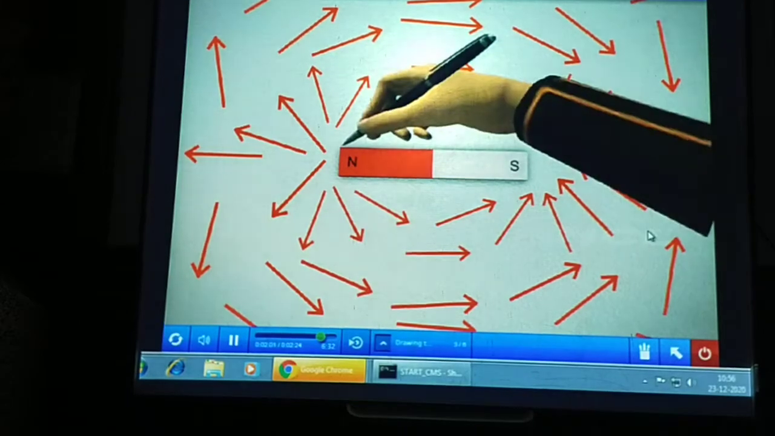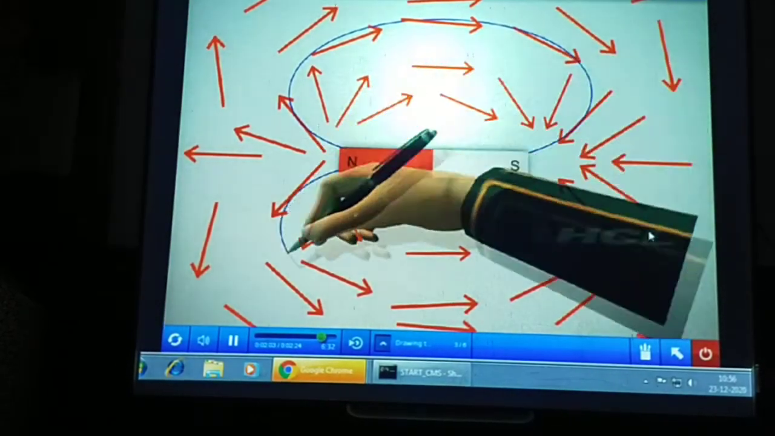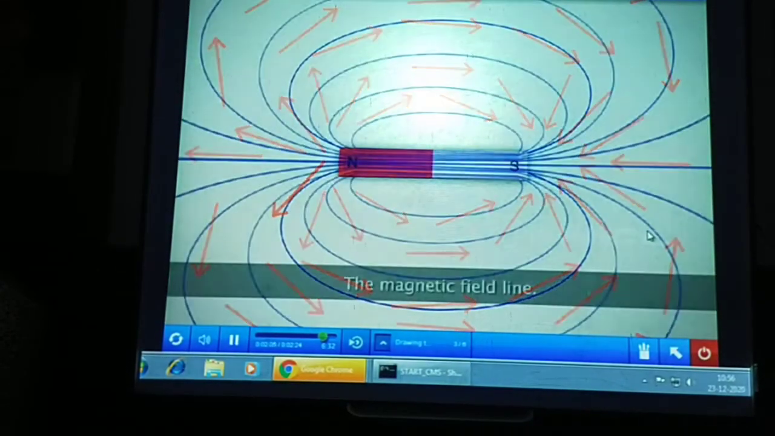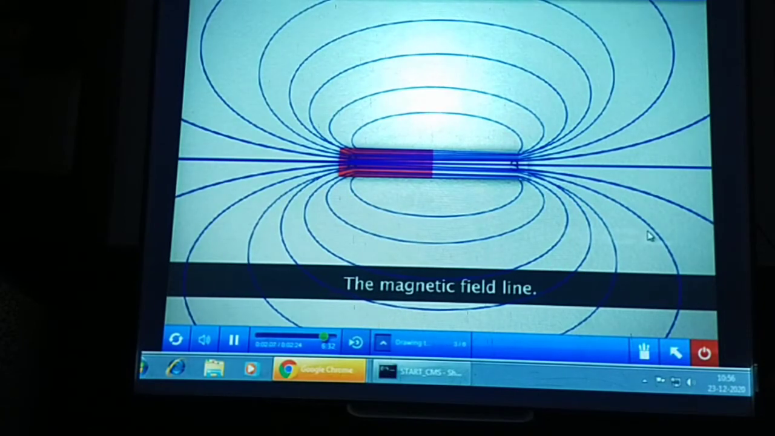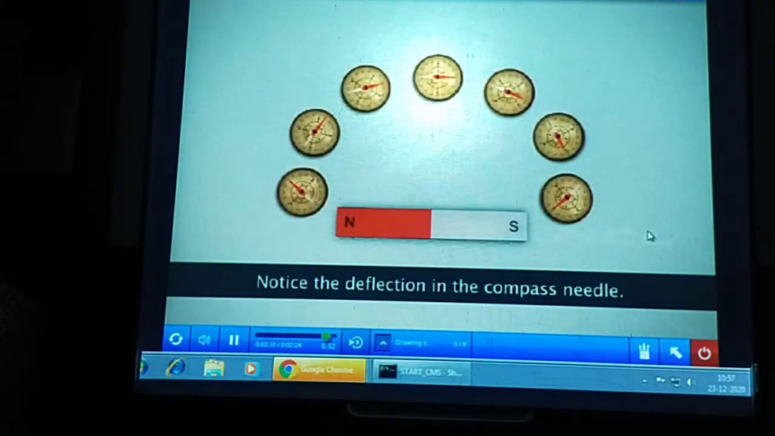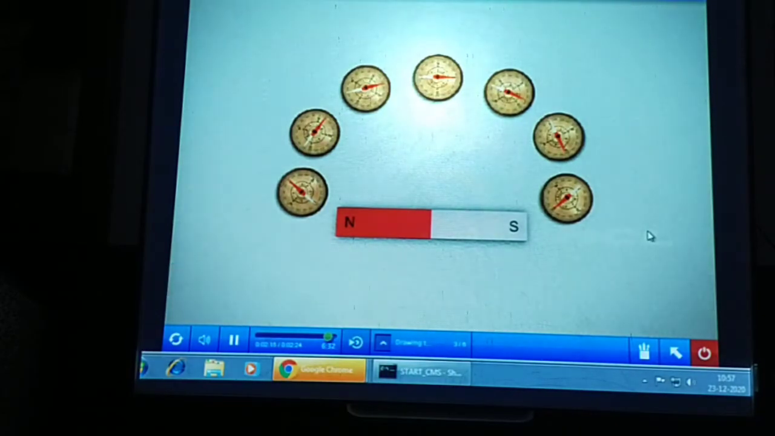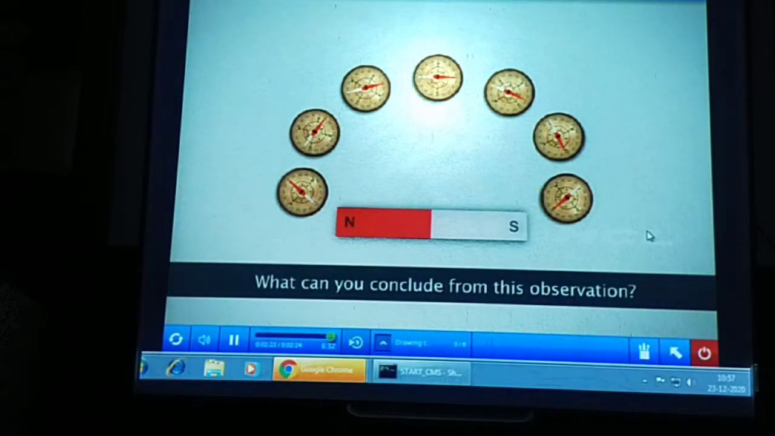Join all the points marked on the paper by a smooth curve. This is the magnetic field line. Did you notice the deflection in the compass needle? It increases as the needle is moved towards the poles. What can you conclude from this observation?